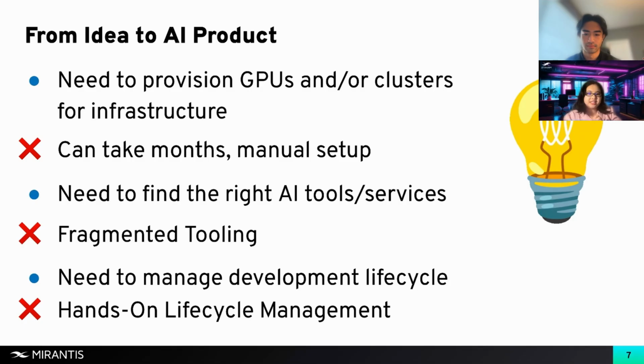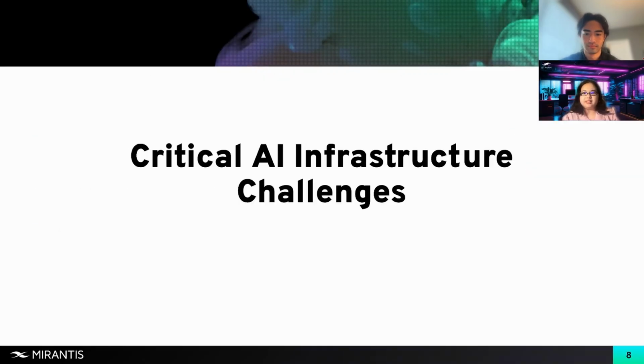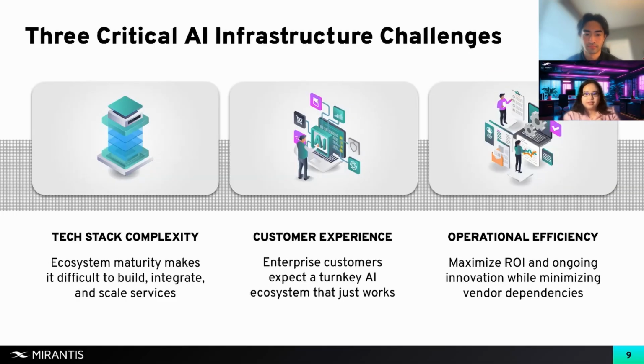So, what's actually slowing you down from getting from idea to AI product? Your infrastructure. At Mirantis, we see three critical infrastructure challenges today. In order to build infrastructure strong enough to host AI workloads, let's take a look at some of the challenges and considerations to keep in mind. Now, let's talk about the three biggest challenges we consistently see when organizations try to build and scale their AI infrastructure.